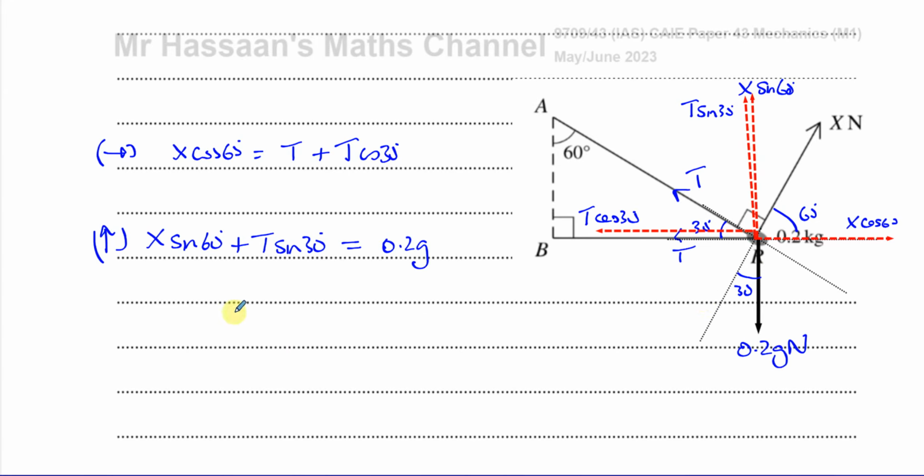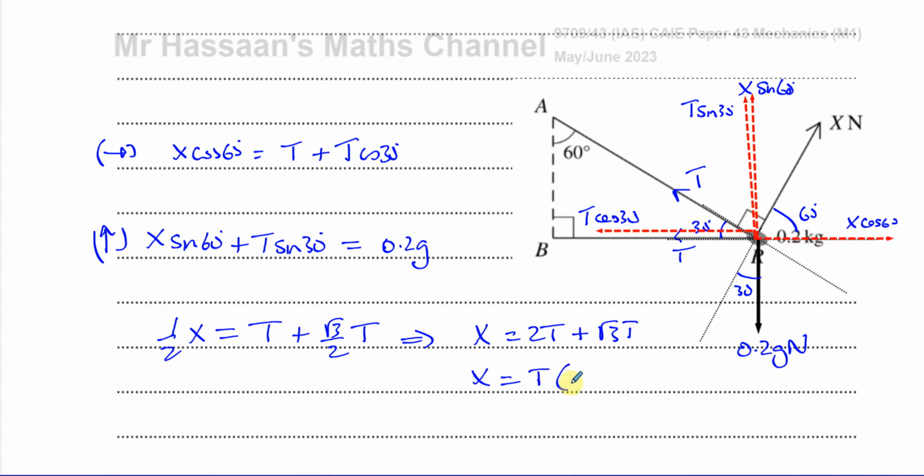Let's just simplify this a bit. Cosine 60 is a half, so you're going to have a half x equals T plus, and cosine 30 is root 3 over 2, so root 3 over 2 T. If we simplify this, multiply everything by 2, we have x equals 2T plus root 3T. We can keep it like that for now. We could say x equals T times 2 plus root 3. That might help us.